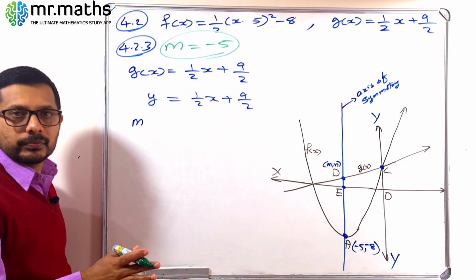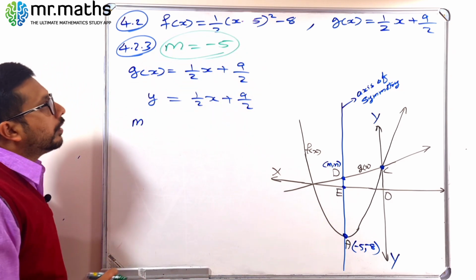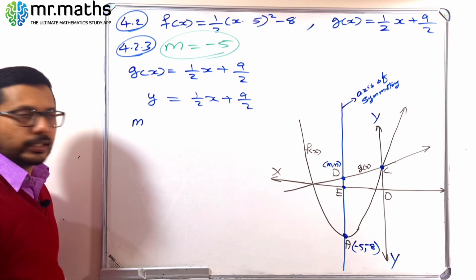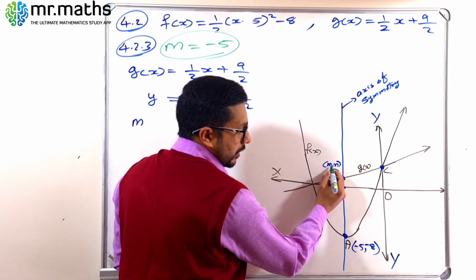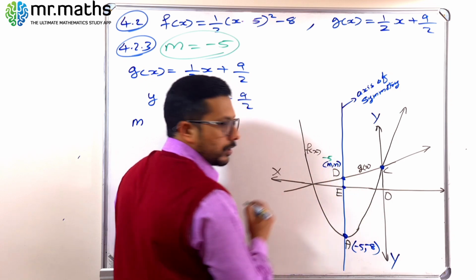Okay, m is -5. Straightforward, we can write. Now we have to find the value of y. Here m means the x value. So m is -5.